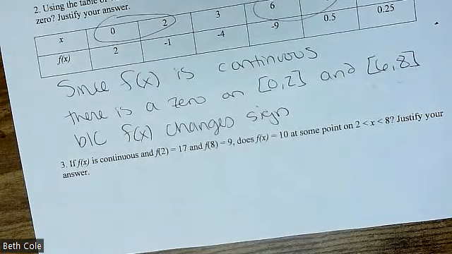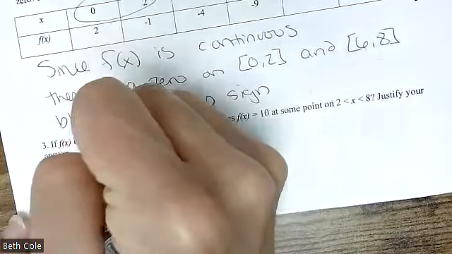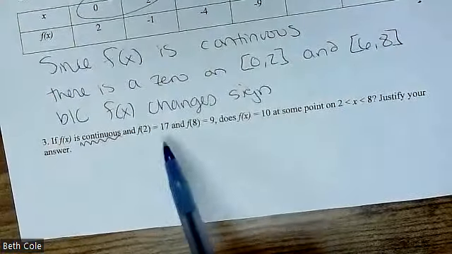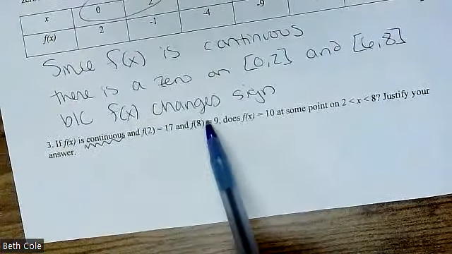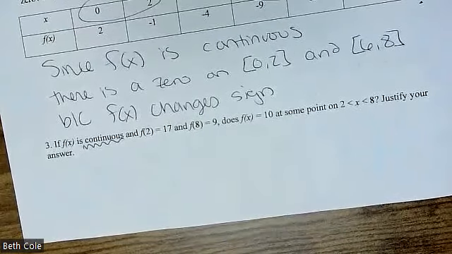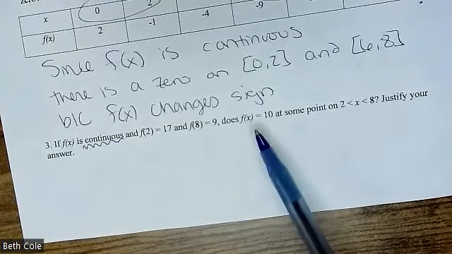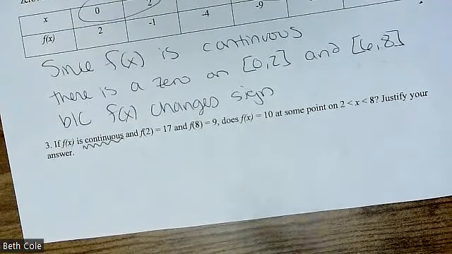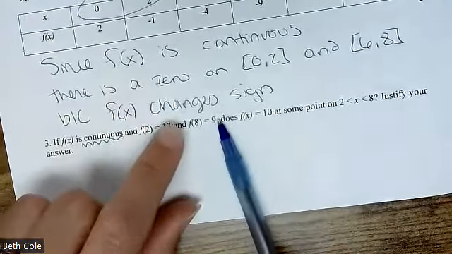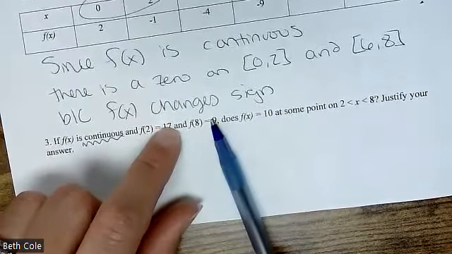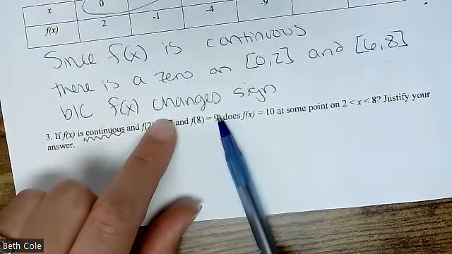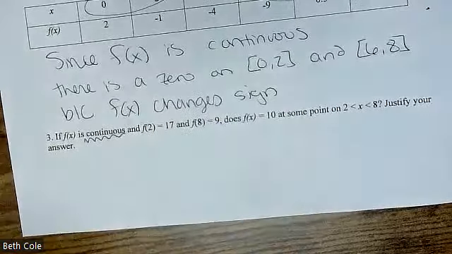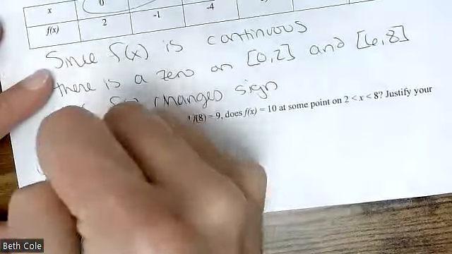All right, let's try one more. f of x is continuous. You have the point 2, 17 and 8, 9. Now, instead of a 0, I asked, is there 10 somewhere on the interval? So here's the question. Is 10 in between 17 and 9? Yes, 10 is in between those. So we're going to say yes.